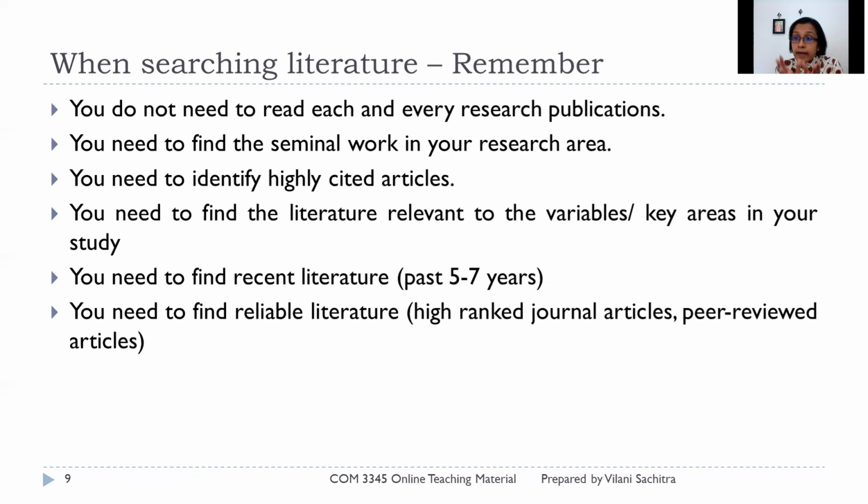So you can identify the most cited articles in your research area. Okay, so this is the way you can do research in the literature. And then you need to find the literature relevant to the variables and key areas in your study. Right now, for work from home, you need to find the most relevant articles related to work from home. And for small businesses in a crisis situation, you have to identify the most relevant things, right?